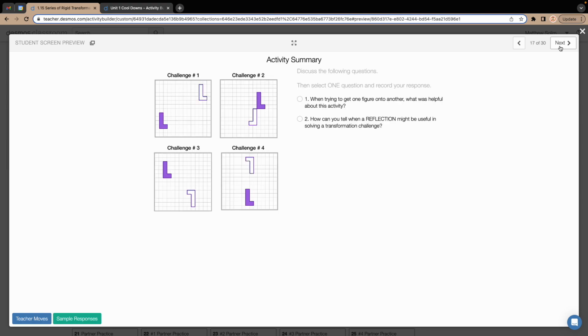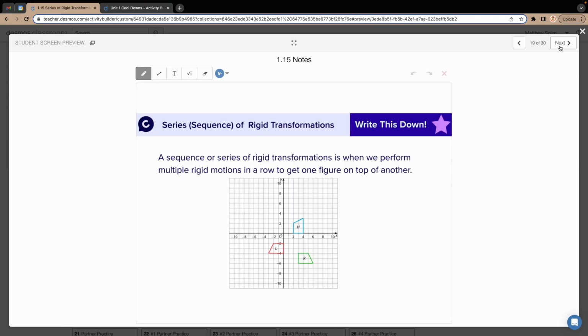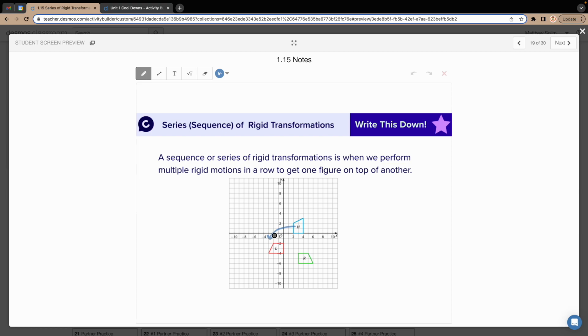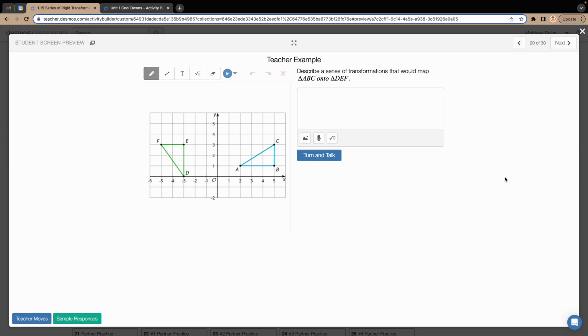So we're going to skip this. This is what we did in class. But a sequence of rigid motions or a series of rigid transformations is when we perform multiple rigid motions in a row to get one shape on top of another. So let's say I rotated here and then I reflected, multiple moves to get on top. So let me show an example. The most important part about these is you want to draw the in-between step, because it's really hard to just try to picture it in your head without drawing that in-between step. And there are often a lot of right answers, so you could do more than one thing. So drawing that in-between step is super important.